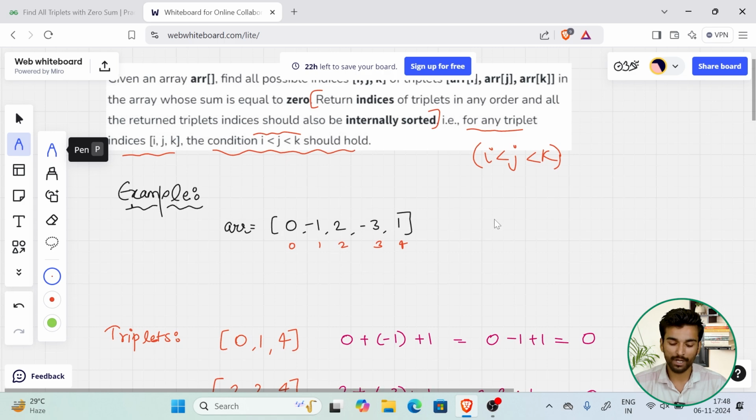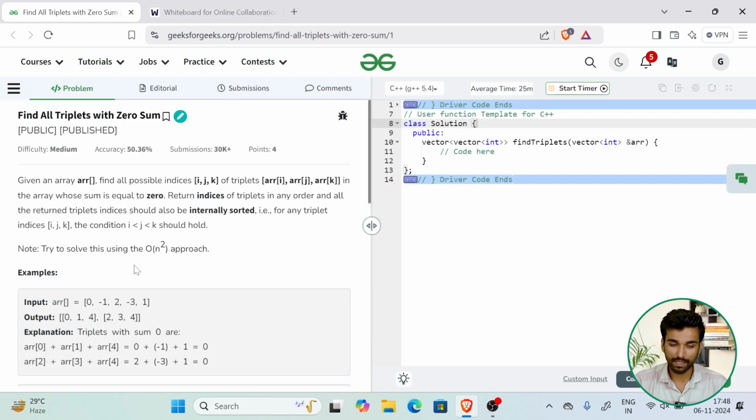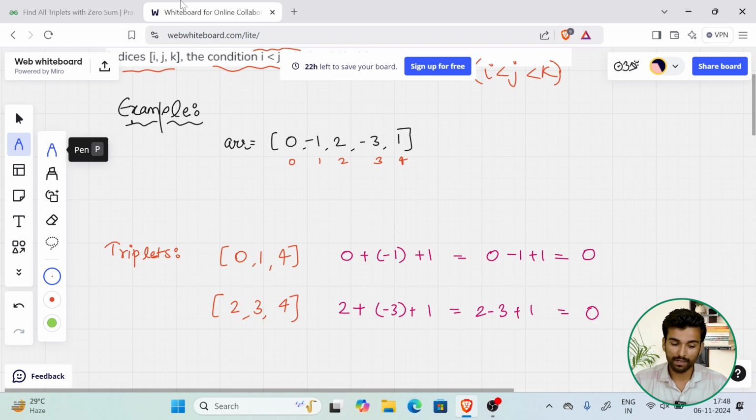Let's see the example number 1 that is given to us. We are given the array 0, -1, 2, -3 and 1. We have to find out if there are any possible indices i, j, k such that their sum comes out to be equal to 0. Here we have two triplets.